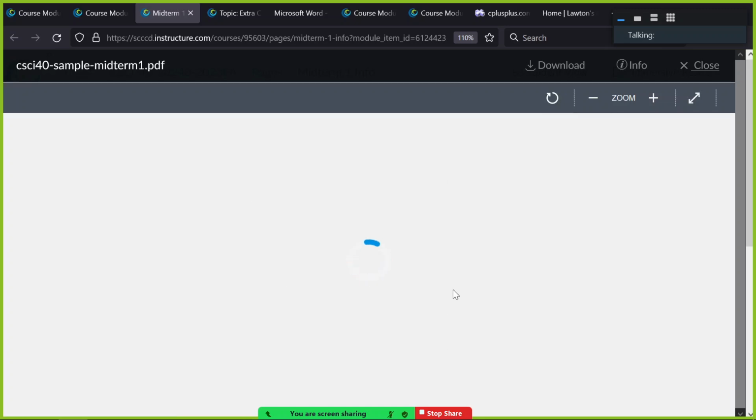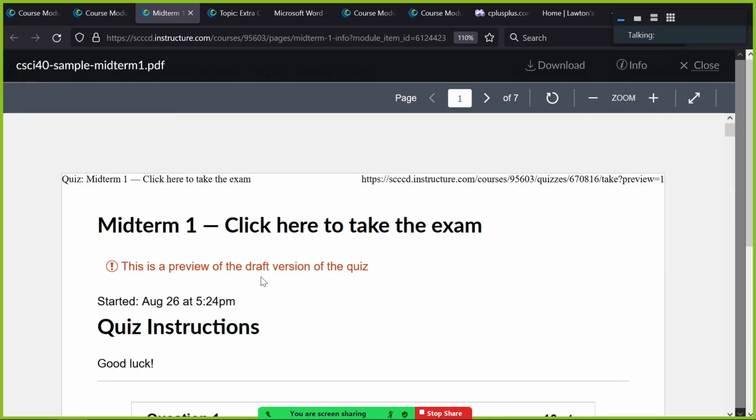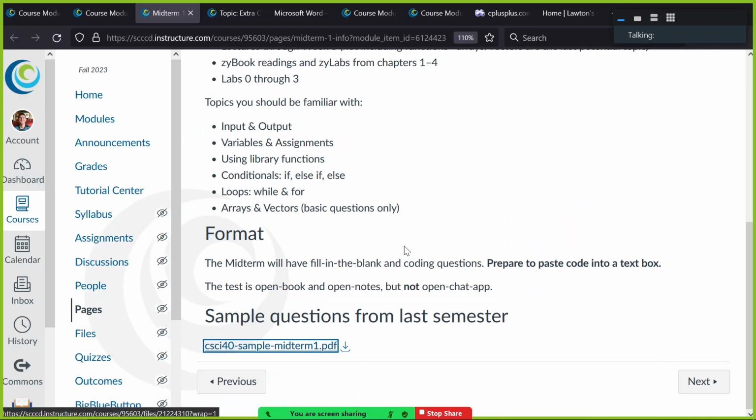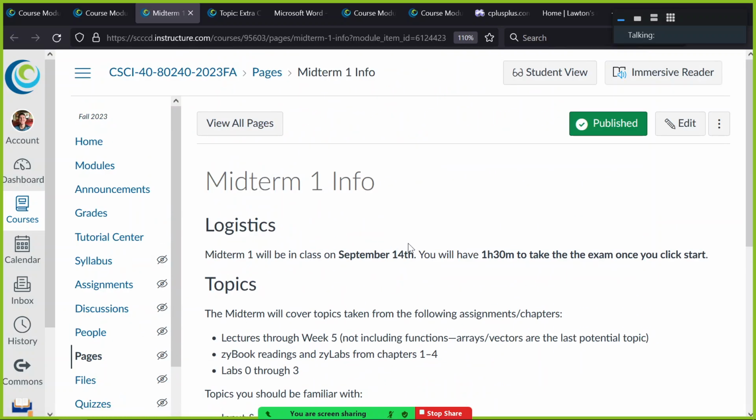Okay, so that is the format, and here are some sample questions from last semester. So study this, and here are some questions that you should expect to see similar ones to. So that is the midterm. That's the date. That's the time range. Any questions? Fair enough, I hope. All right, so that's that.